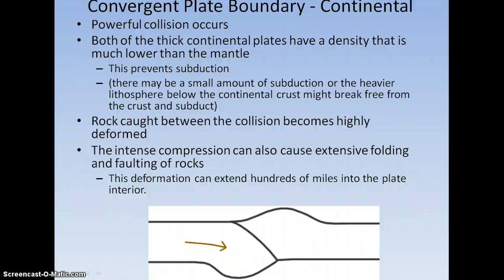There may be a small amount of subduction, but it's not commonly associated with this type of boundary. So the rock that is caught between the collision becomes highly deformed. As you can see right here, it shows the two arrows coming together, and the rock is just breaking. It's just going to break right along here. It's very deformed. The intense compression can also cause extensive folding, which you can see right here, and faulting of the rocks. So they actually fold, and this can lead to mountain ranges.